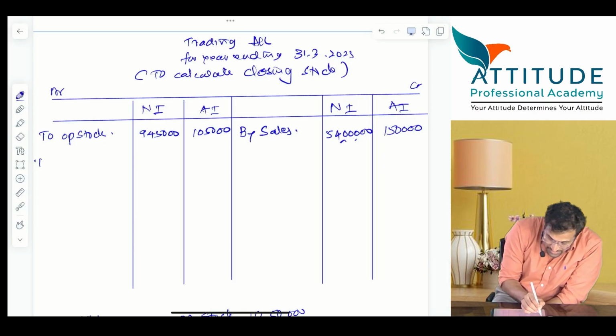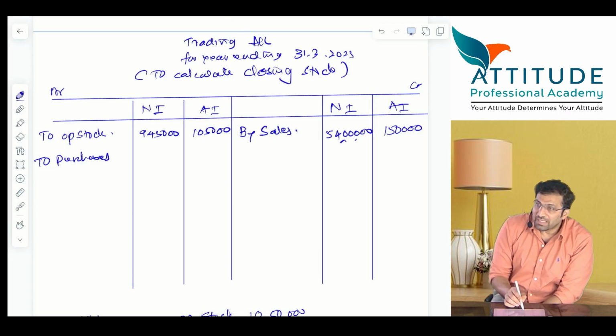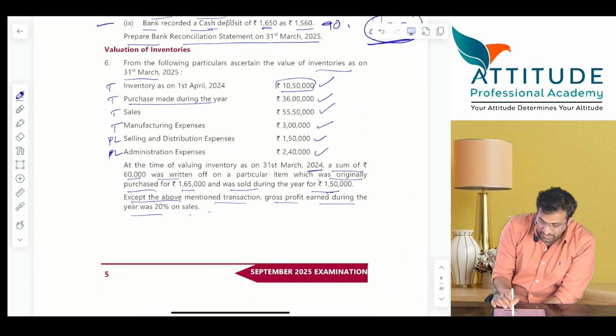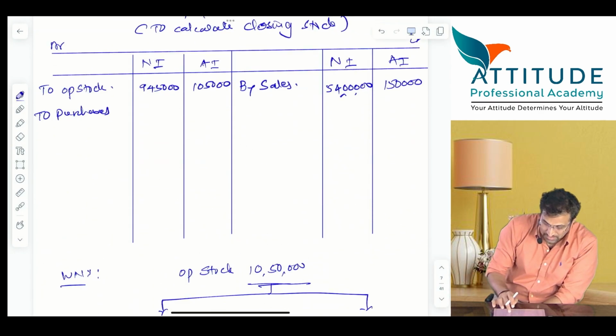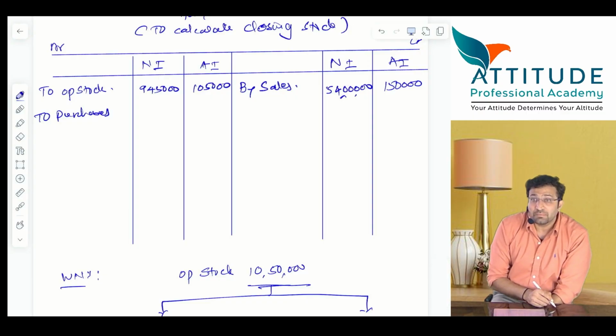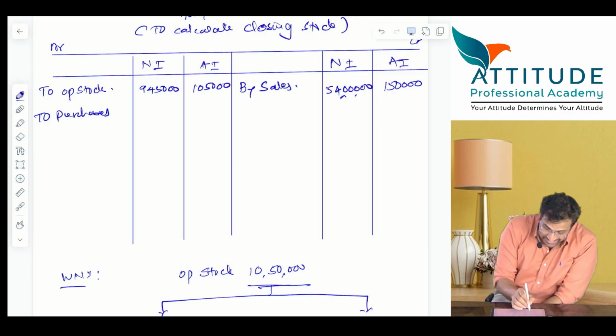Now tell me, purchases. How much is the amount? Purchases made during the year, 36 lakhs. 36 lakhs is normal item or abnormal item? Can I take abnormal? Why? Why? Nothing is mentioned. It is normal only.